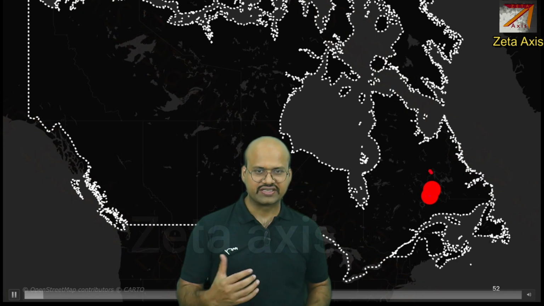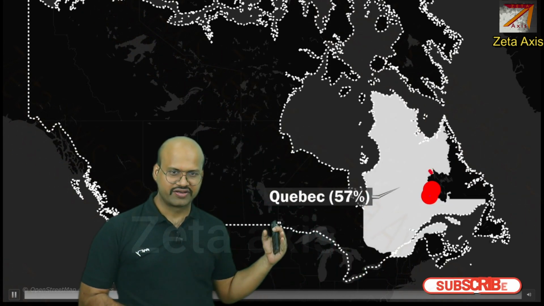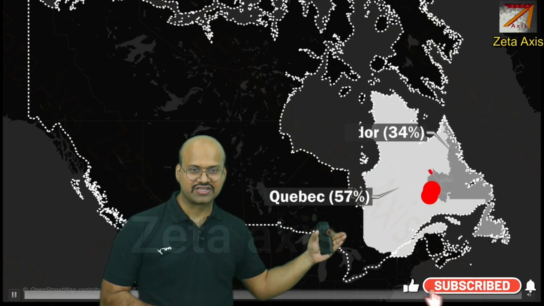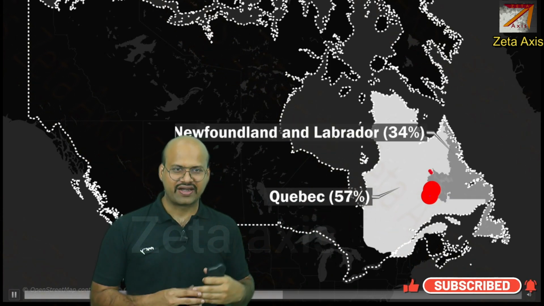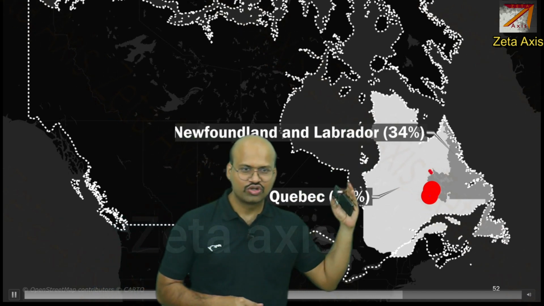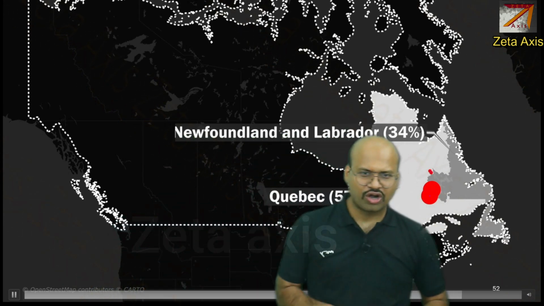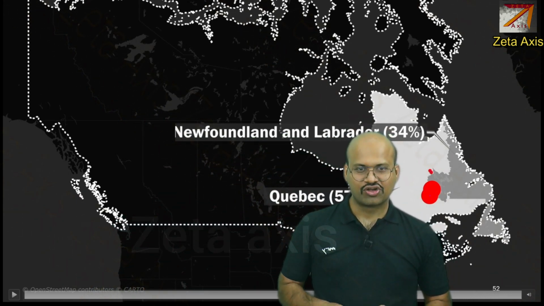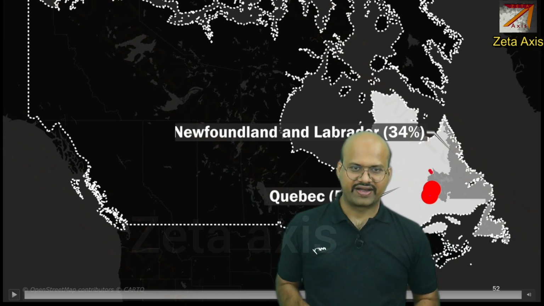If we see the states which produce this iron ore, then we can see that Quebec alone produces 57% of iron from Canada, followed by Newfoundland and Labrador, which is at 34%. So these two states produce almost 80 to 90% of iron ore from Canada.